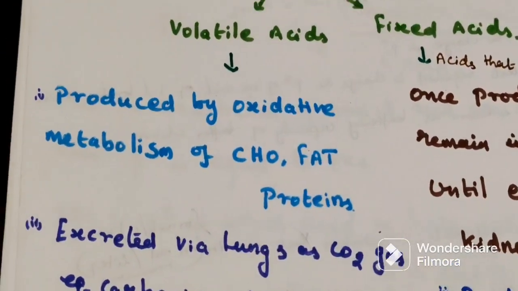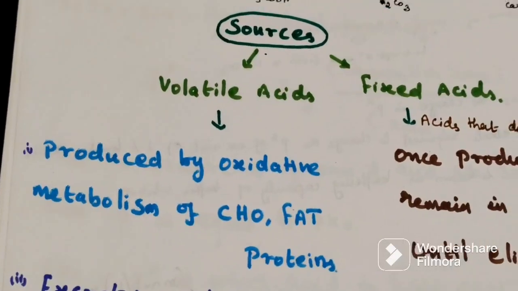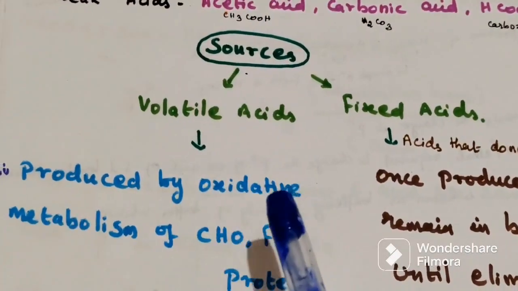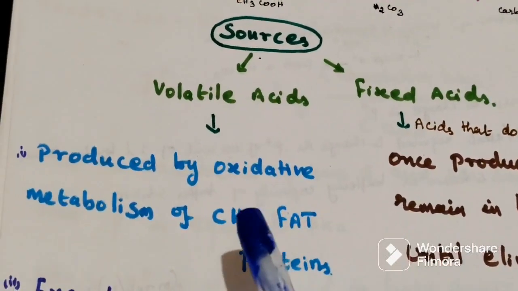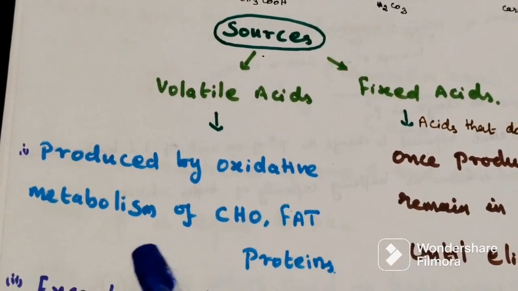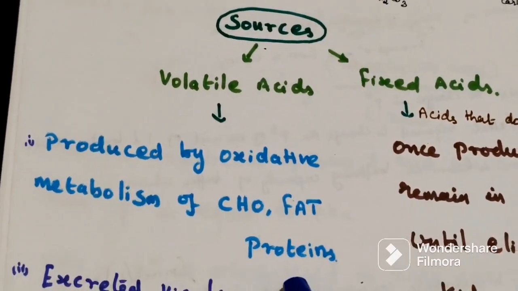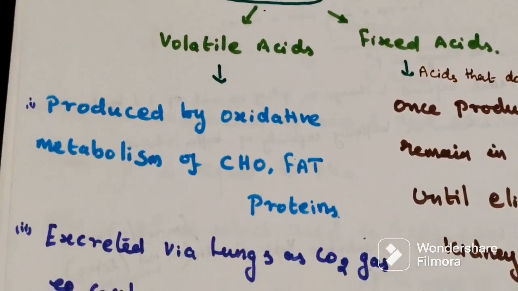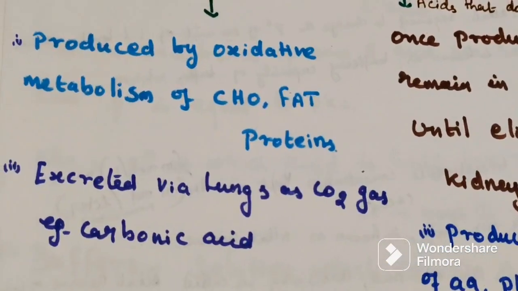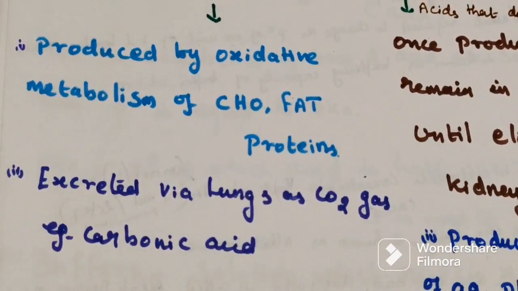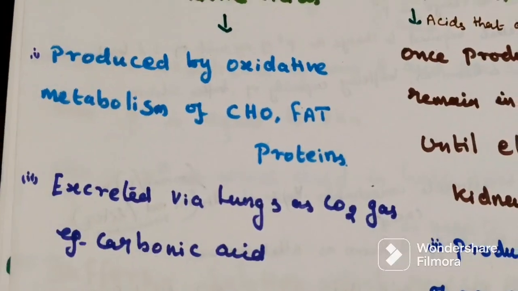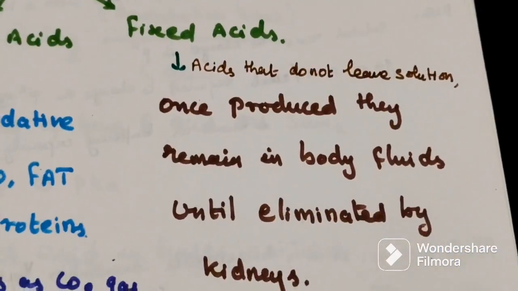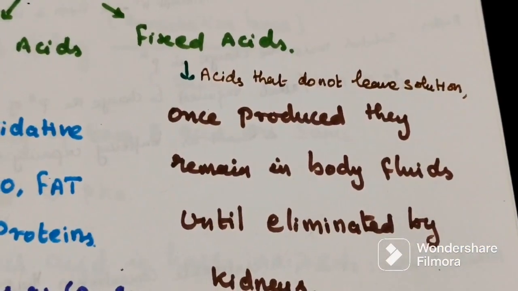Example: carbonic acid. So the first type is volatile acid, produced by oxidative metabolism of carbohydrate, fat and proteins. It is excreted via lungs as carbon dioxide gas. Example: carbonic acid.